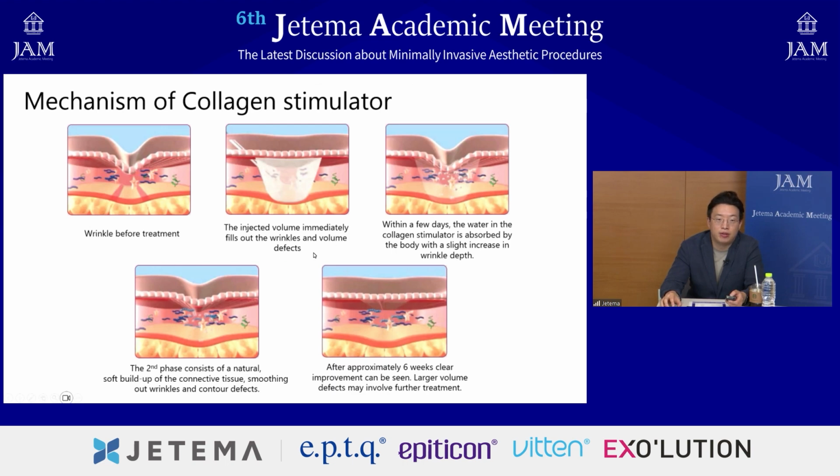When you inject it, first it has some water and HA and polymer together. There is an immediate volume effect from the water or HA. When the water and HA are absorbed into the skin, the second phase is the polymer stimulating the fibroblasts to produce collagen. So after 3 or 6 months, there is collagen production here, and the volume is enhanced.